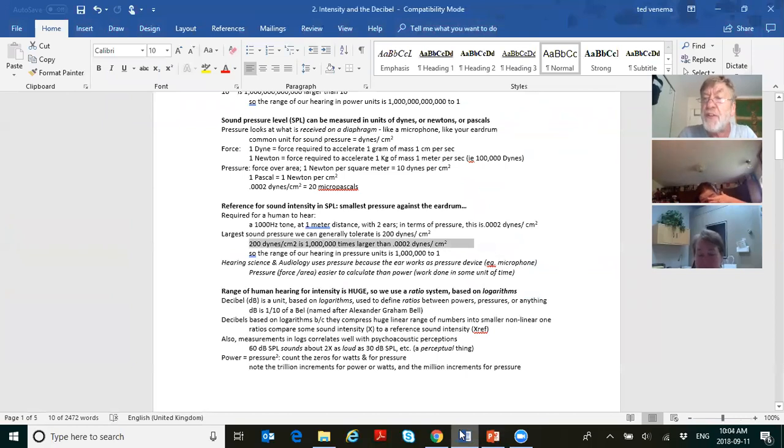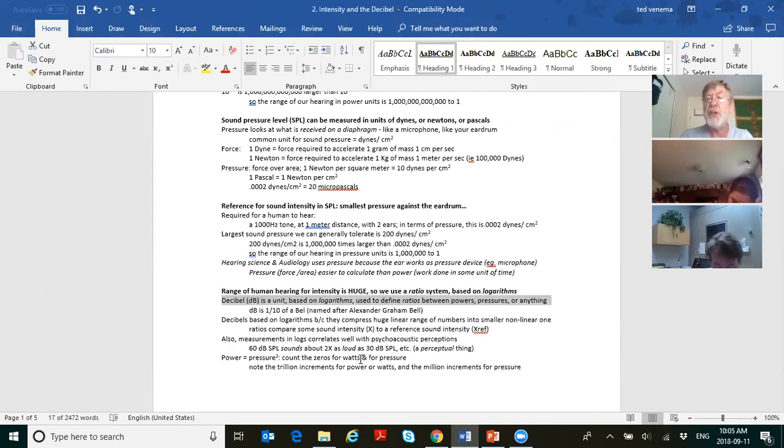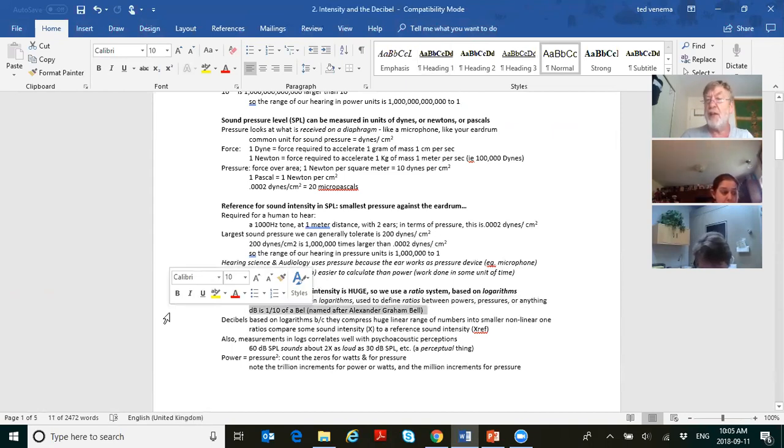Anyhow, the decibel is based on logarithms. Here you go. dB, little d, big B, is a unit based on logarithms. And it is used to define ratios between powers, pressures, or anything. We choose pressure instead of power because it's easier, and plus because the ear works as a pressure device. Cool. The dB is 1/10 of a bell, named after Alexander Graham Bell.